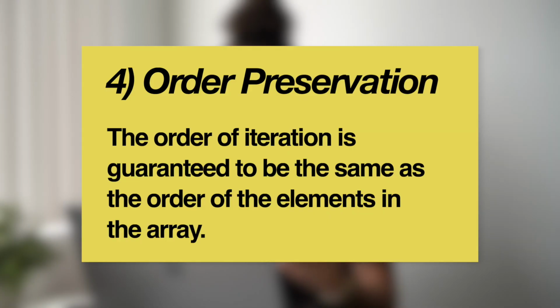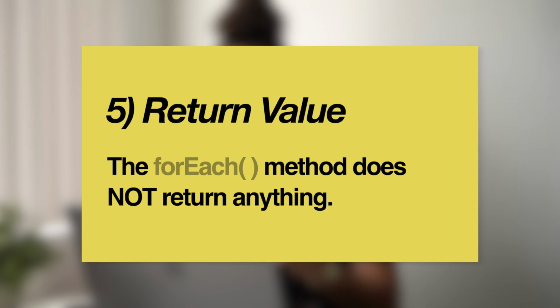That's it. 4, order preservation. The order of iteration is guaranteed to be the same as the order of the elements in the array. So the first element in the array will be the first one to be processed. The second will be the second, the third will be the third, and of course, so on. And 5, return value. The forEach method does not return anything. All right, let's look at some examples.